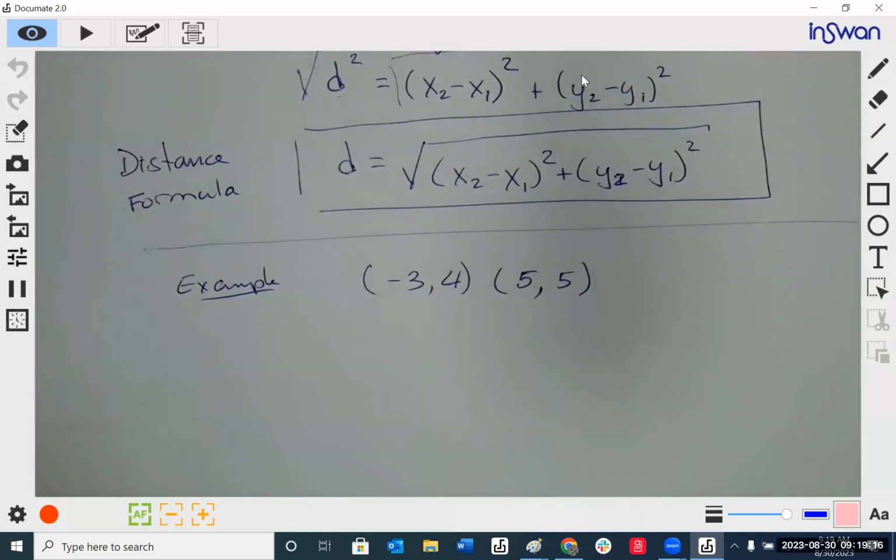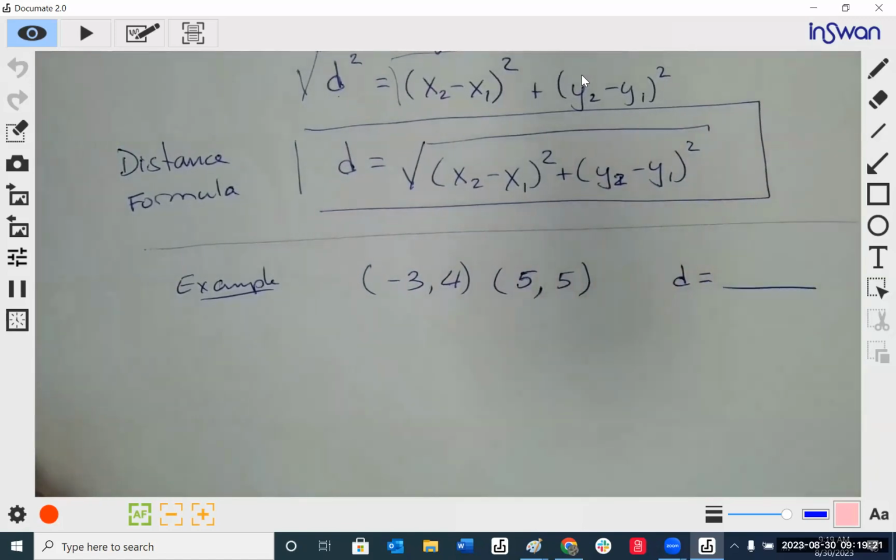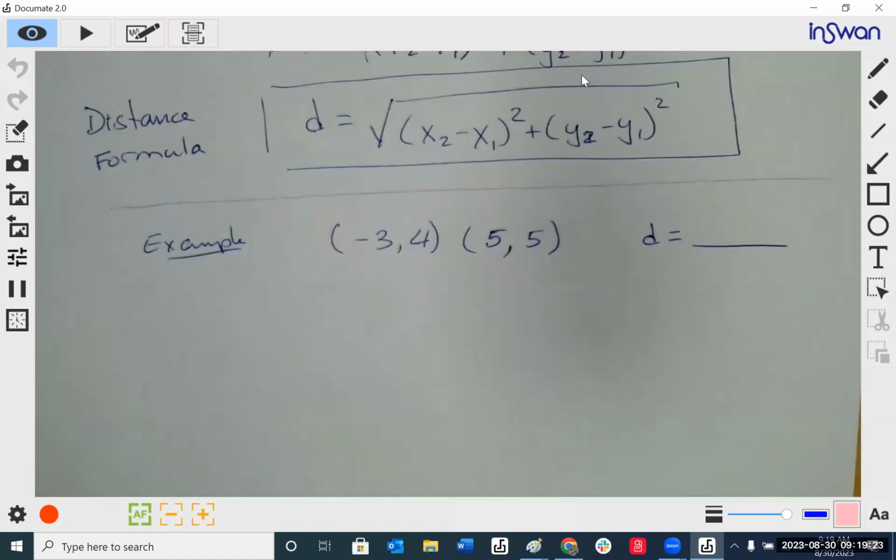Find me the distance between those 2 points.